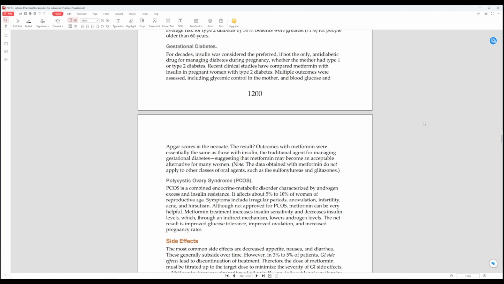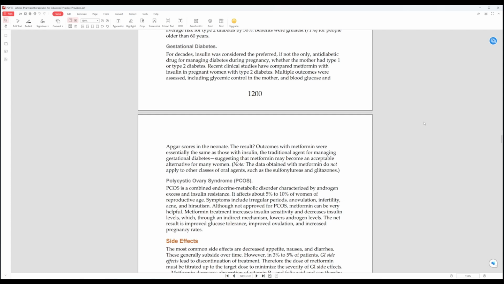Gestational diabetes. For decades, insulin was considered the preferred, if not the only, anti-diabetic drug for managing diabetes during pregnancy, whether the mother had type 1 or type 2 diabetes. Recent clinical studies have compared metformin with insulin in pregnant women with type 2 diabetes.